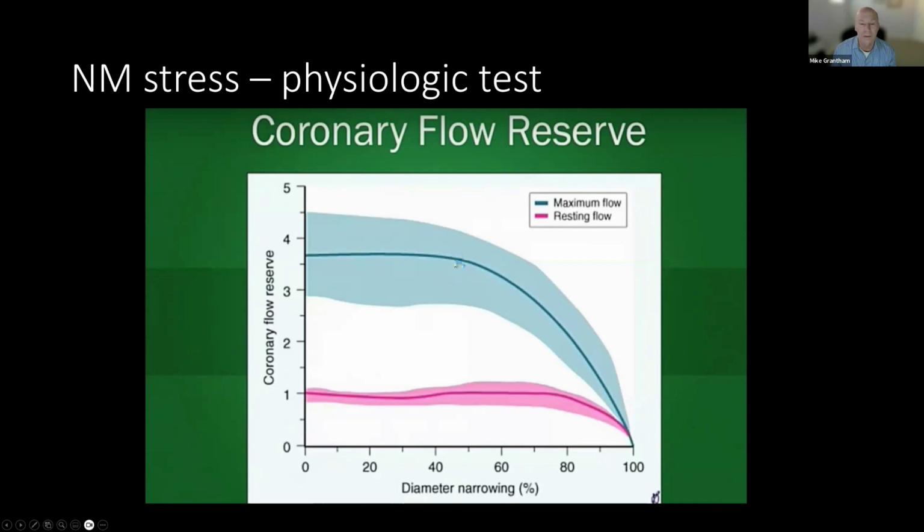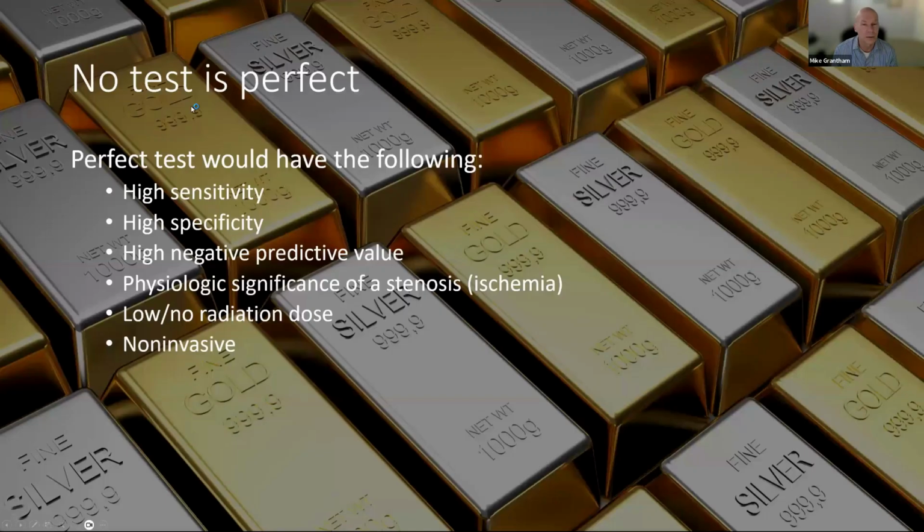If nuclear medicine was perfect and very sensitive, you'd pick up 50% stenoses, but you really have to be further down that curve before you see a difference in uptake. It's usually felt you need a 70% stenosis before you see a lesion with nuclear medicine, and maybe even miss a few of those as well.